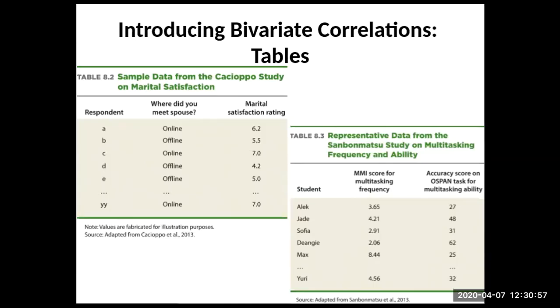And here, because both of them are numbers, we see the students, Alec, Jade, Sophia, Deangie, Max, all the way down to Yuri. And we see a quantitative score for the frequency of how many times they do it, and an accuracy score on a task. So we have two measured quantitative variables. Would that be in a bar graph or a scatter plot? Would it be a t-test or an R value?